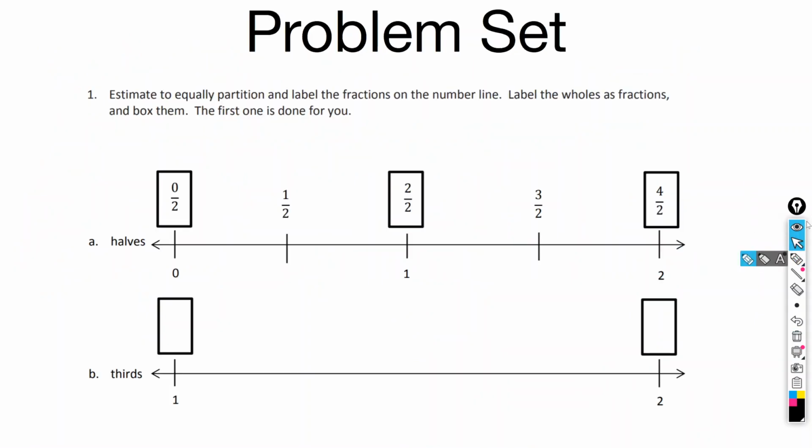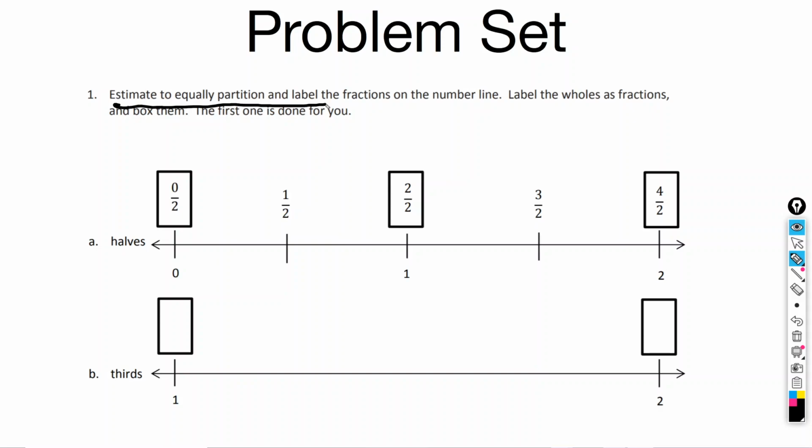worksheet, page 69. On page 69, write your name. While you're writing your name, I'll go ahead and read the directions. Number 1 says, estimate to equally partition and label fractions on the number line. So once again, estimate to equally partition is just their way of saying that you need to break it up as best you can to make sure each piece is the same size. Label the wholes as fractions and box them.